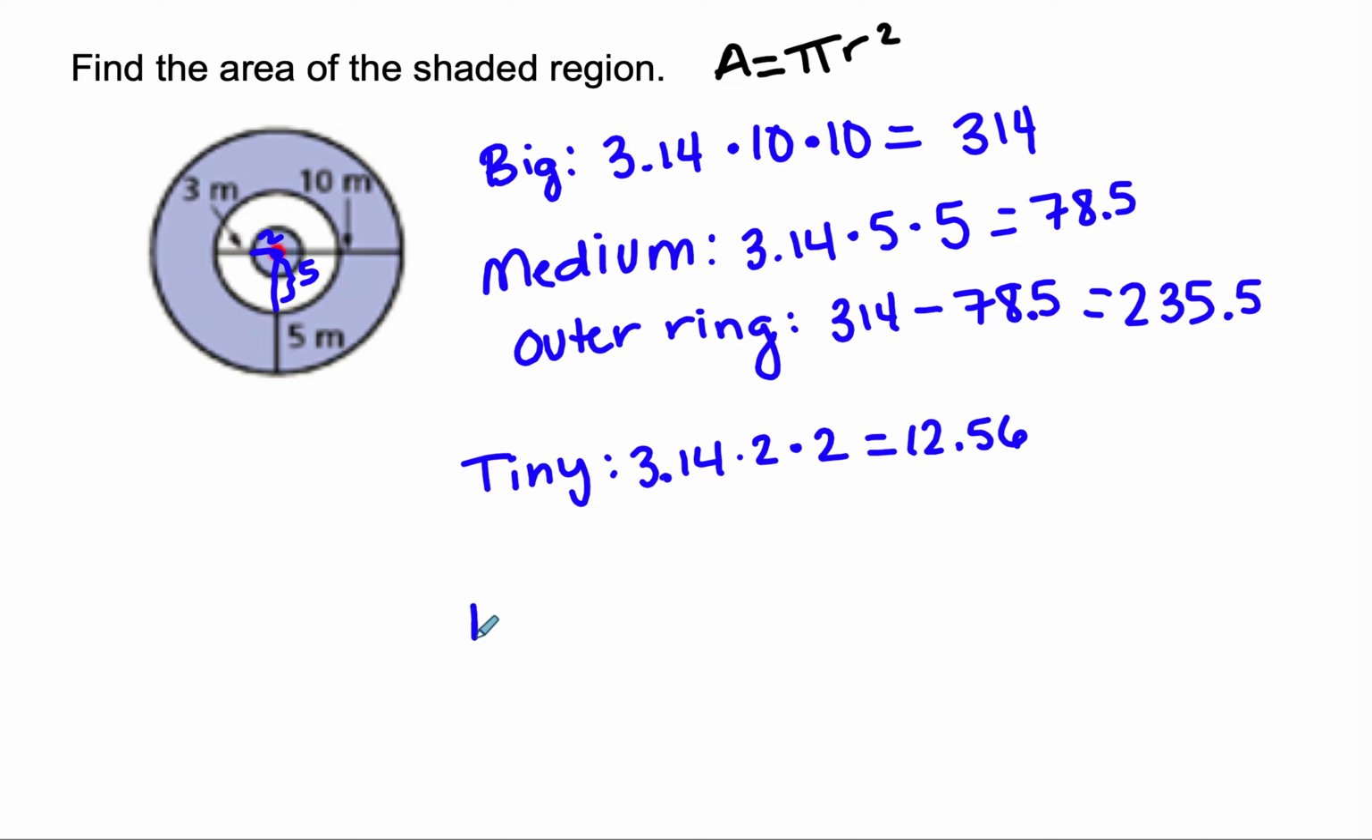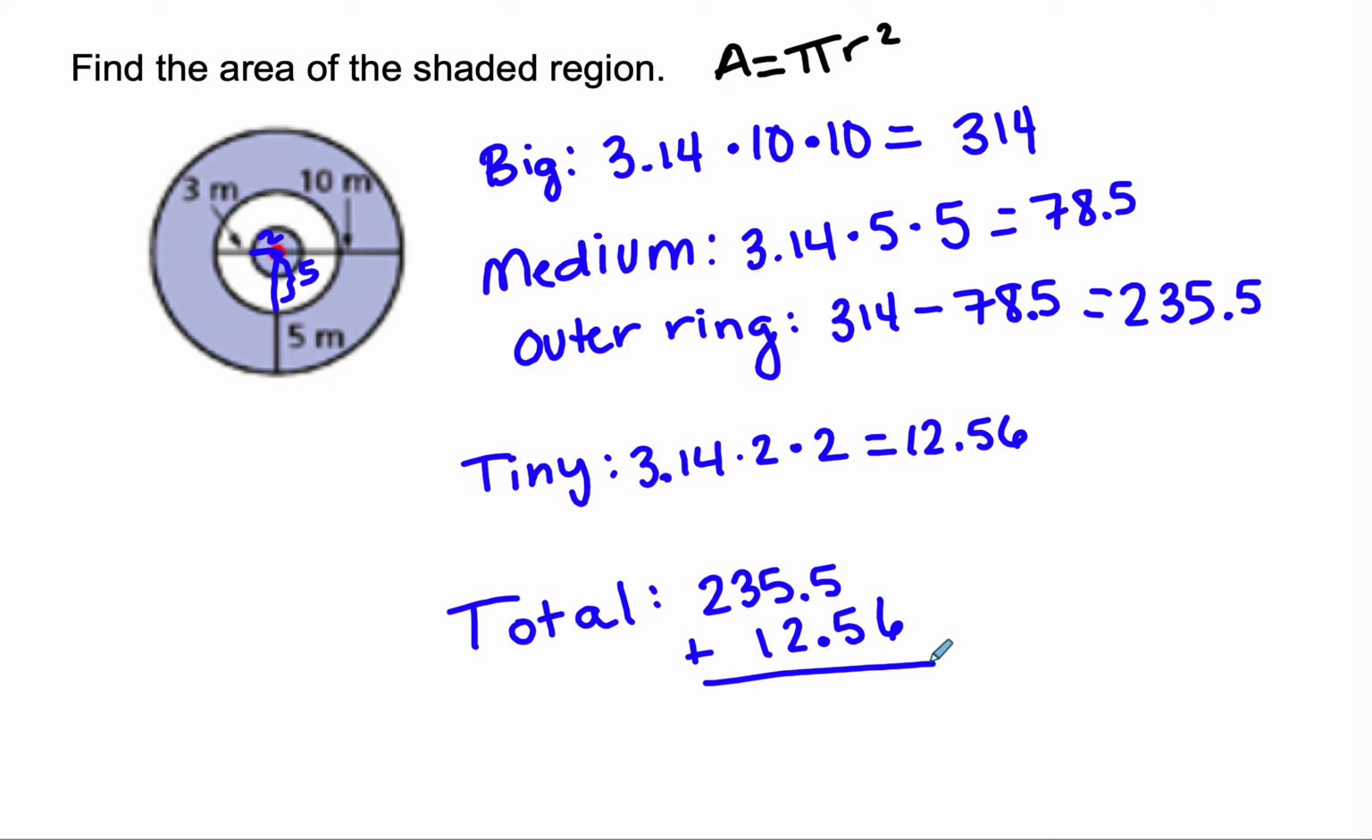So to get my total shaded area, we have the outer ring, 235.5, plus the tiny little circle there, 12 56/100. And when I add those together, I get 248.6. And that's going to be meters squared. When we're missing areas, there's going to be some subtraction involved.